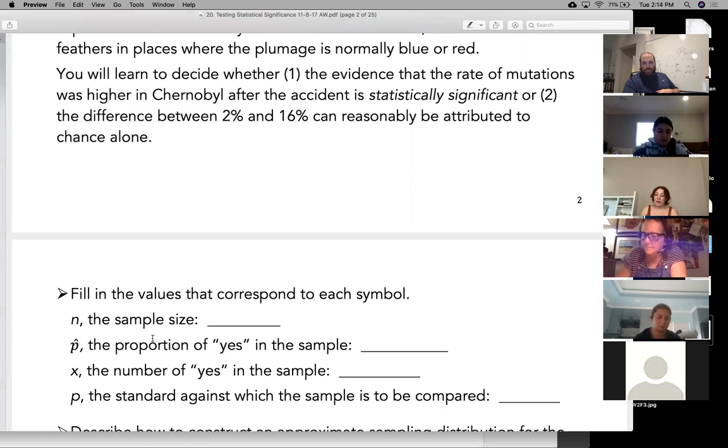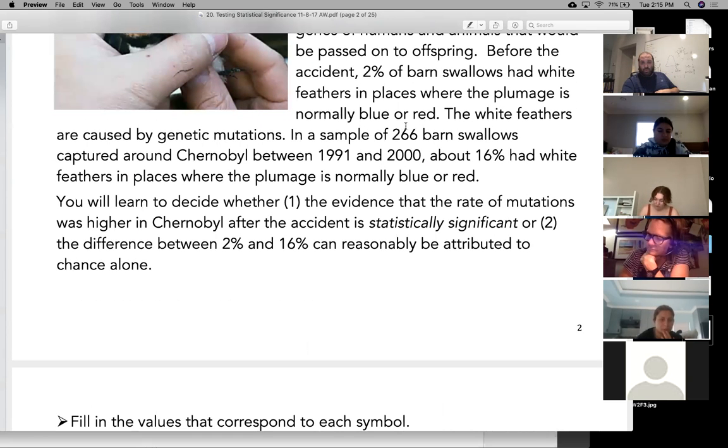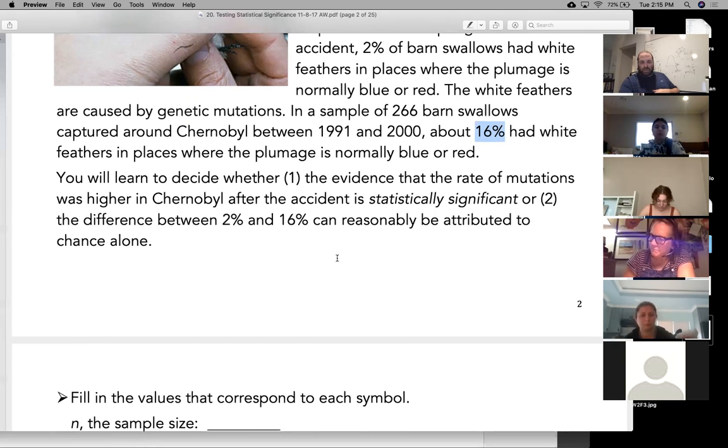p-hat is the proportion of yeses in the sample. Yes is like a success. It's like I'm getting the result that I wanted to get. So out of 266, what percent were the yeses, were the successes, were what I was looking for? 16%. They tell me right here. About 16%. The success is having white feathers in places where the plumage is normally blue or red. That would be a success in this problem.